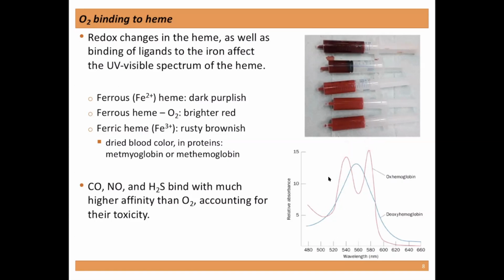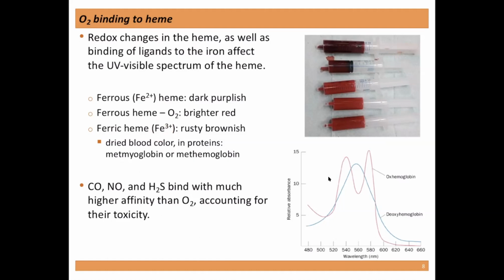So if you just have iron 2 heme, it ends up being a dark purplish. When the oxygen binds, it becomes a brighter red. If you leave the heme out or you expose blood to a lot of oxygen, it will eventually get oxidized to the iron 3 and it turns kind of a rusty brownish. And so that's where you get the characteristic color of dried blood, is when you get the iron 3 in there.